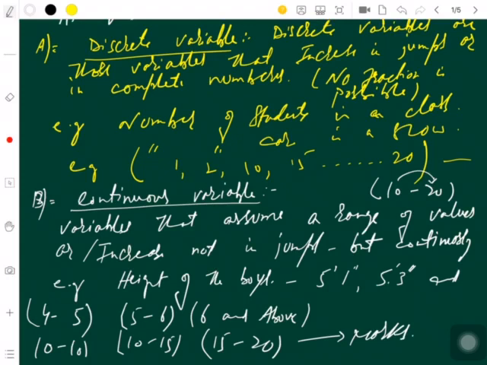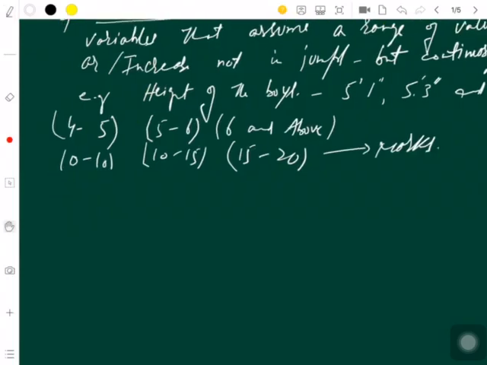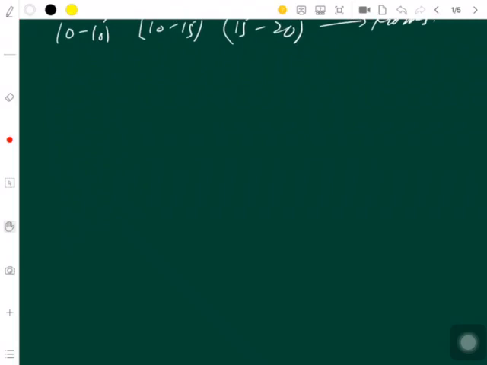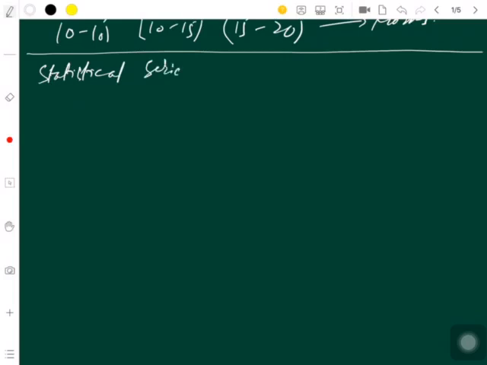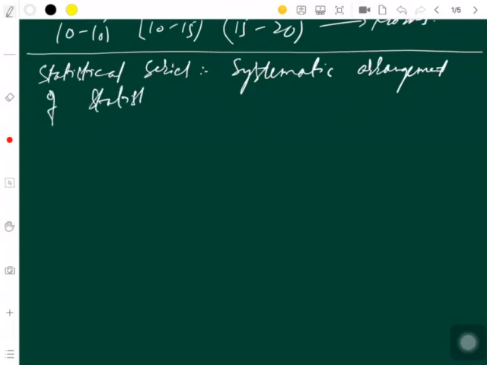So after understanding continuous variable and discrete variable, we will talk of one more term which is called series or statistical series. These are the words which we are going to use. That's why it's important for you people to understand. Statistical series, okay, is nothing but systematic arrangement of statistical data. Got it?